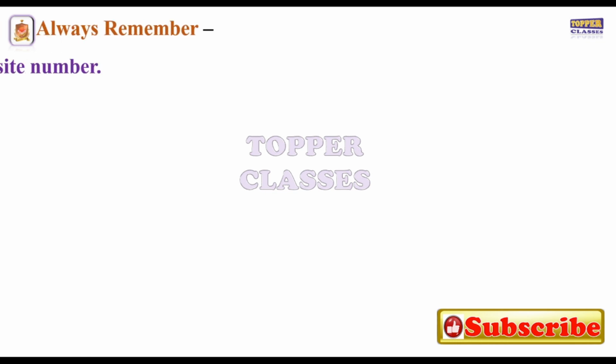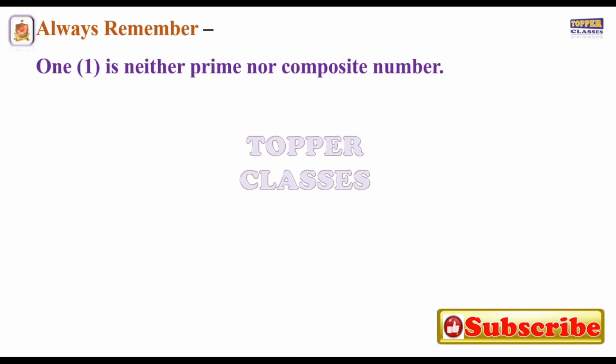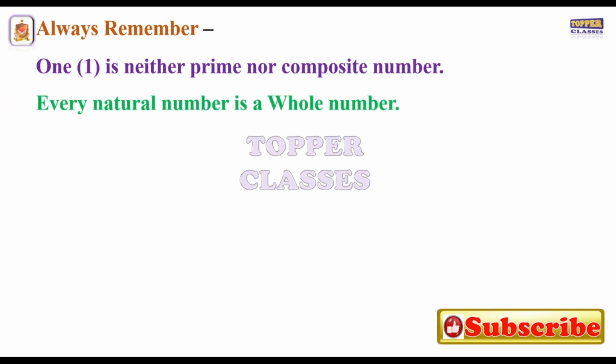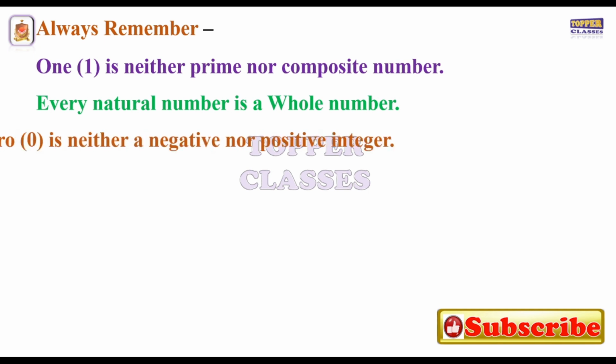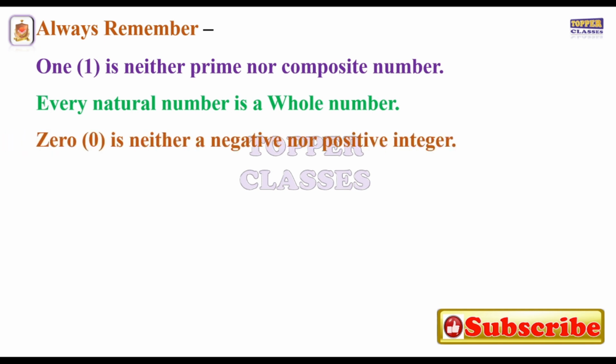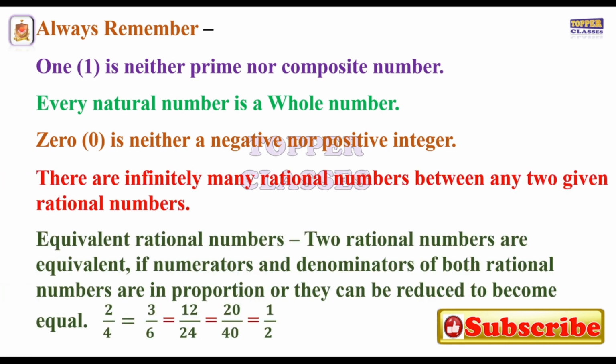Always remember, 1 is neither a prime nor a composite number. Every natural number is a whole number. 0 is neither a negative nor a positive integer. There are infinitely many rational numbers between any two given rational numbers.